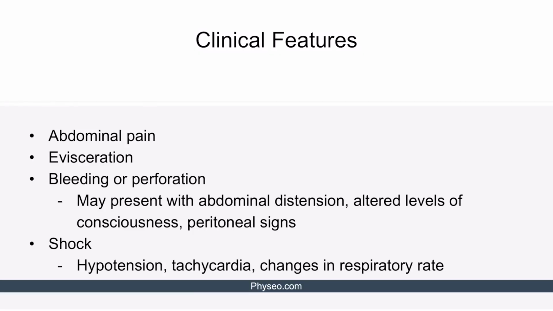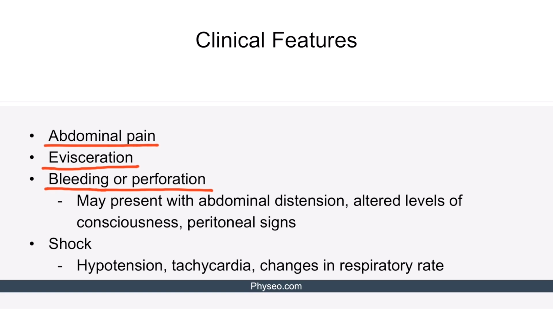Patients with penetrating abdominal trauma can present with abdominal pain and possible evisceration. You should also know that patients with massive intra-abdominal bleeds may present with abdominal distension and altered level of consciousness, along with peritoneal signs. Note that when there are peritoneal signs present, it can also mean that an organ has ruptured and spilled the contents in the cavity, resulting in inflammation.